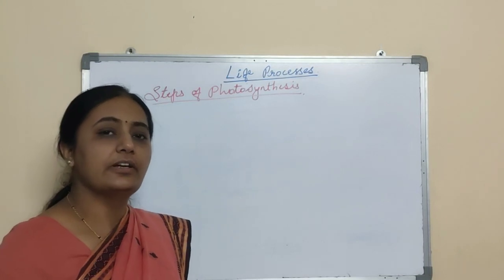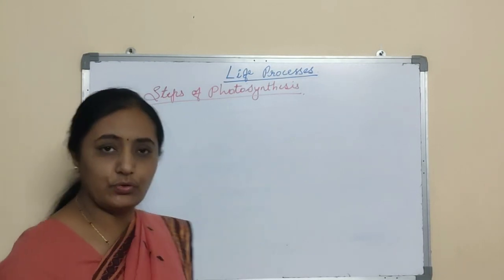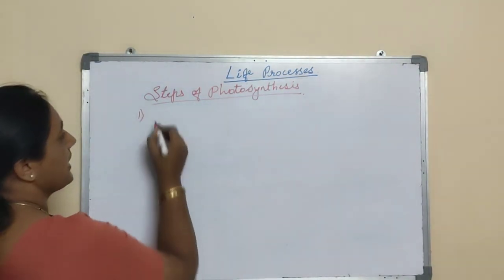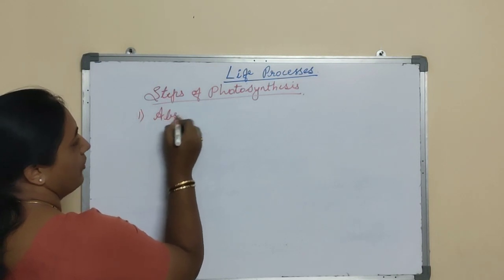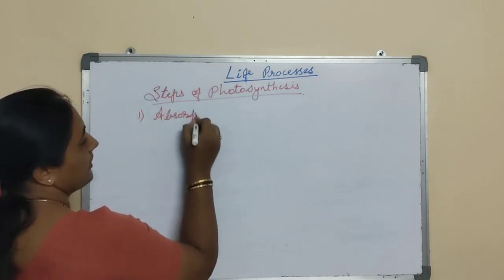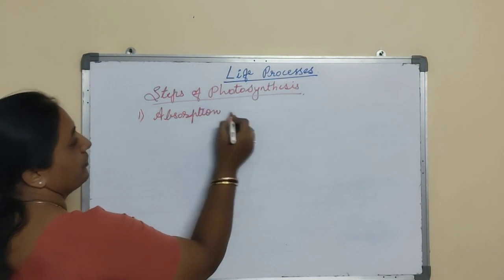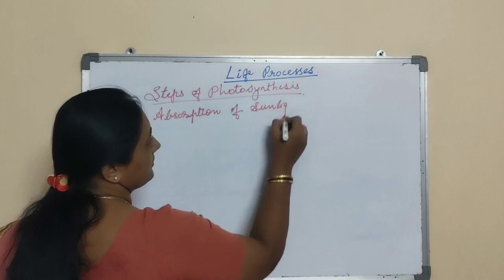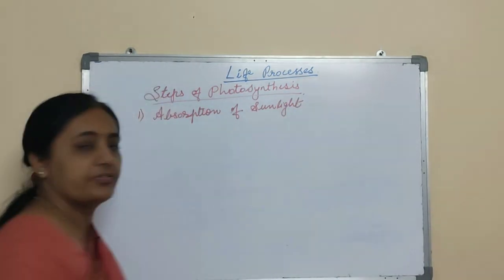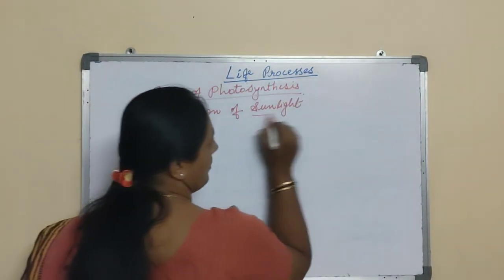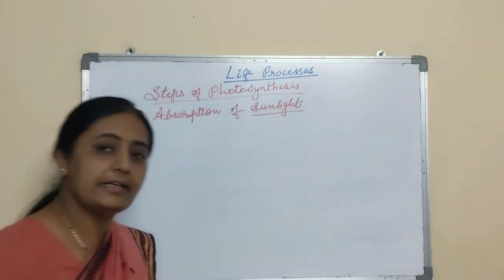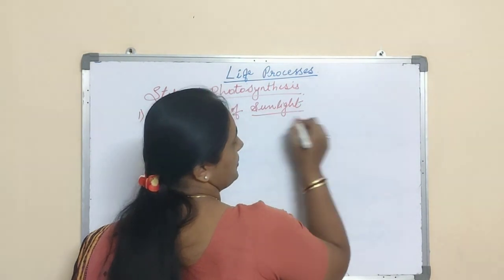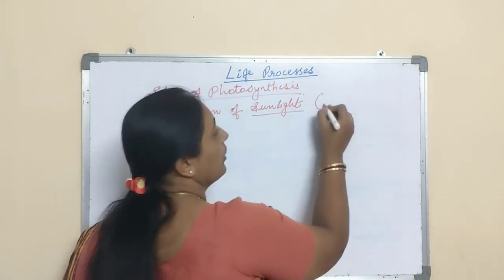So here we continue with the topic steps of photosynthesis. The three steps of photosynthesis, in which the first step is absorption of light energy. Now absorption of light energy refers to sunlight. Here light energy refers to light energy which we receive from sunlight. So this sunlight is absorbed by chlorophyll. Absorption of light energy, that is the absorption of sunlight by chlorophyll.